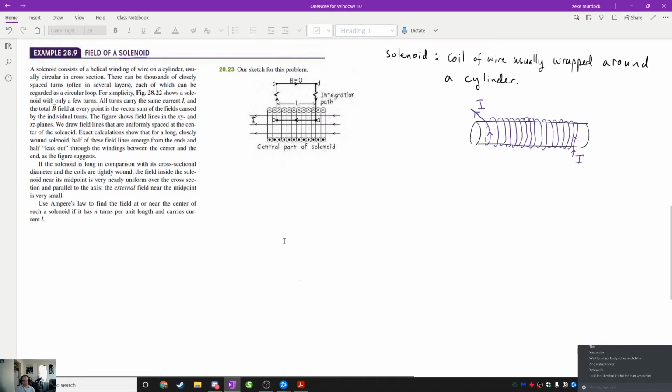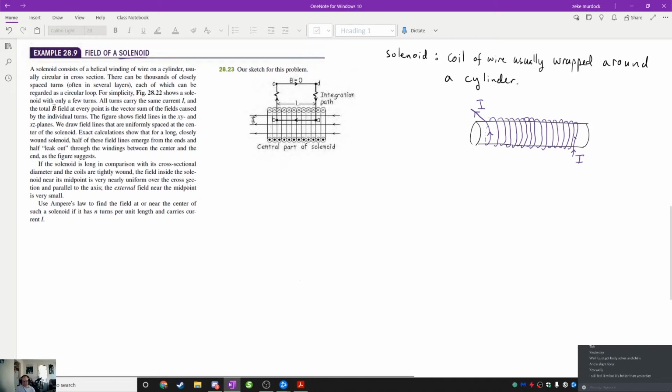Okay, so here's our solenoid. The figure shows the lines in the XY and XZ planes. We draw field lines that are uniformly spaced at the center. Exact calculations show that for long, closely wound solenoids, half of these field lines emerge from the ends, half leak out through the windings, as the figure suggests. If the solenoid is long in comparison with its cross-sectional diameter, and the coils are tightly wound, the field inside the solenoid near its midpoint is very nearly uniform over the cross-section and parallel to the axis. The external field near the midpoint is very small.